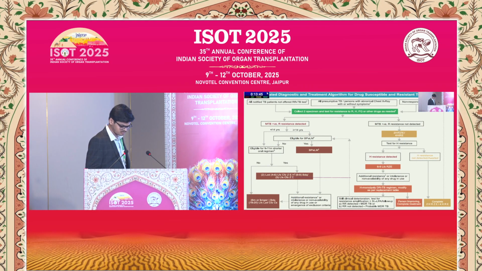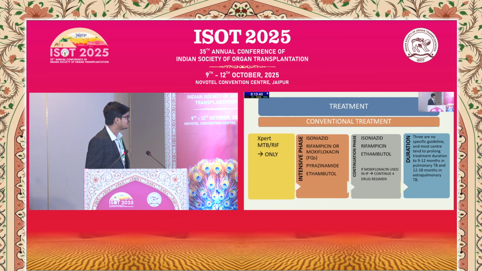But if we are using moxifloxacin in place of rifampicin, then we have to continue with the 4-drug regimen. And the clear catch is in the duration of therapy. There are no specific guidelines for solid organ transplant tuberculosis treatment. So the common practice is a treatment duration of 9 to 12 months for pulmonary tuberculosis and 12 to 18 months for extrapulmonary tuberculosis.